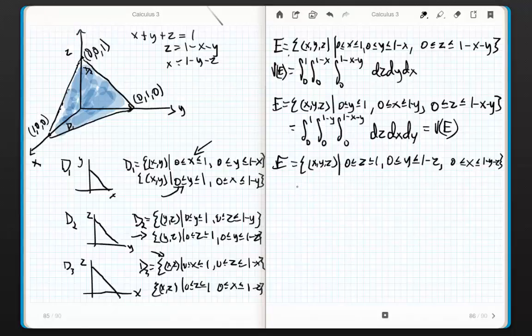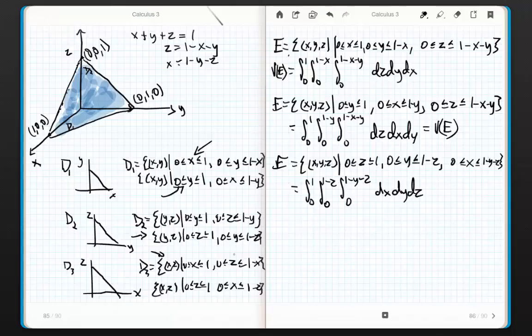And so the integral becomes what? All you do is you move left to right. Integral from 0 to 1, integral from 0 to 1 minus z, integral from 0 to 1 minus y minus z. And when I'm finding volumes of these enclosures, it's always just 1 dv. And my dv is defined by, and I work inside out, so this is dx, then dy and dz. Okay?